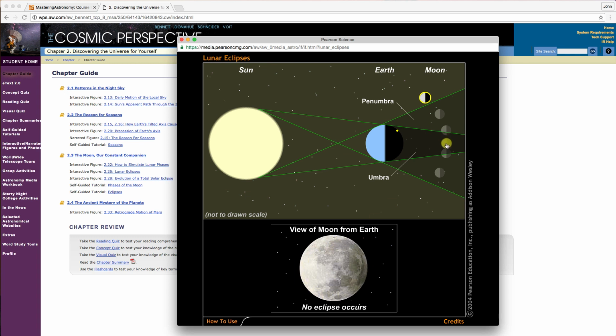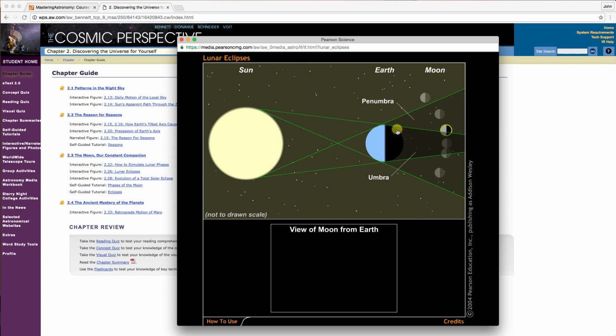Let's do a partial one. Let's put the moon in there, and let's put ourselves on the Earth. This is what the moon looks like. It looks like a partial lunar eclipse. This part of the moon down here is in the Earth's shadow, and this part is not in the Earth's shadow. And as the moon orbits the Earth, more and more of the moon will go into the shadow, but you might not see the entire moon inside the shadow.